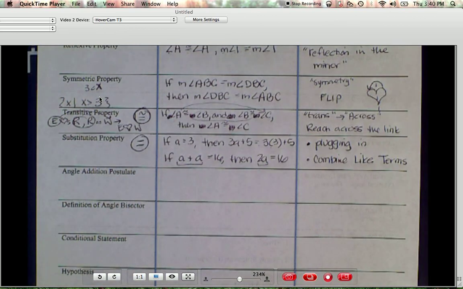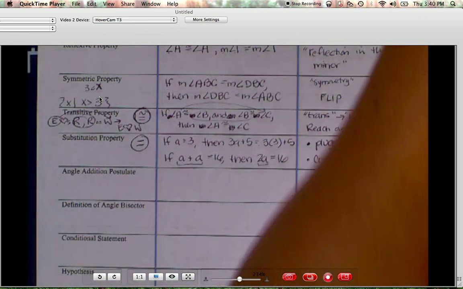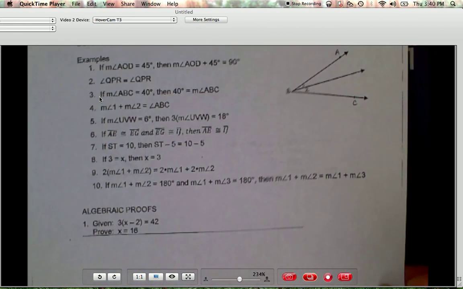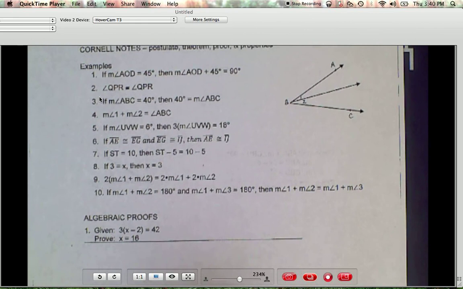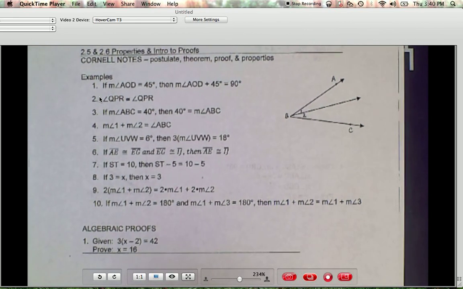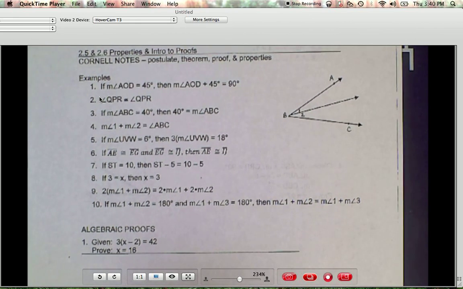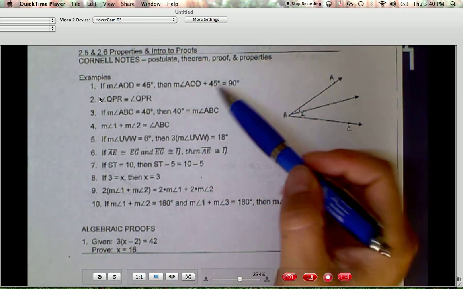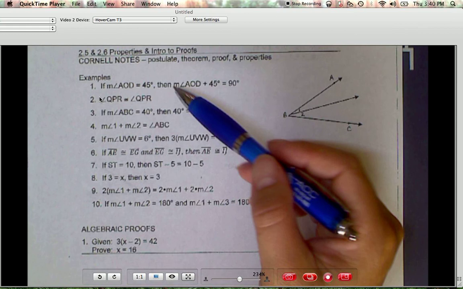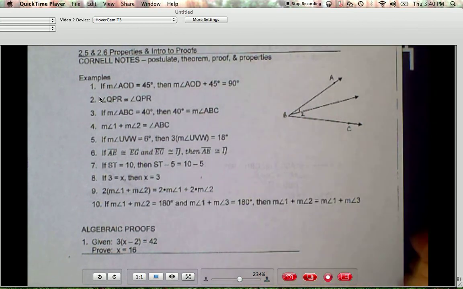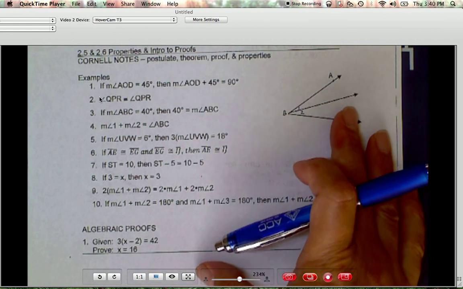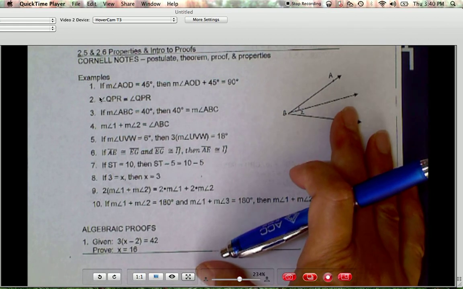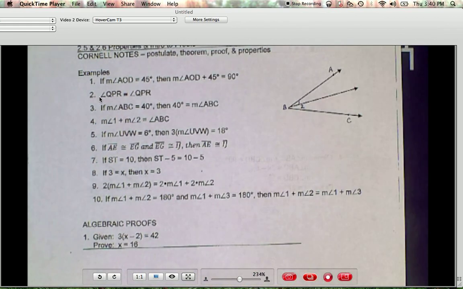Let's look over at our notes here then for section 2.5 and 2.6, properties and intro to proofs. All right. What I would like you to do is, using the properties I just gave you, I would like you to pause here and do problems 1 through 10 on your own and see if you can figure out each of the properties.